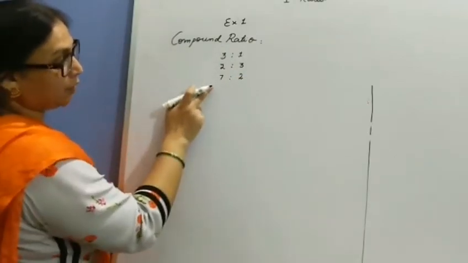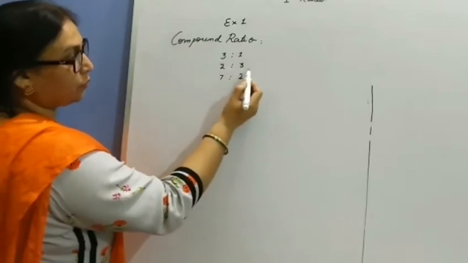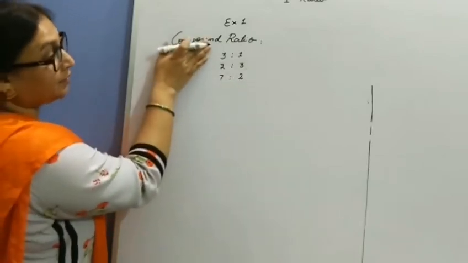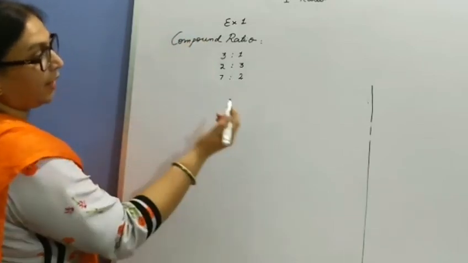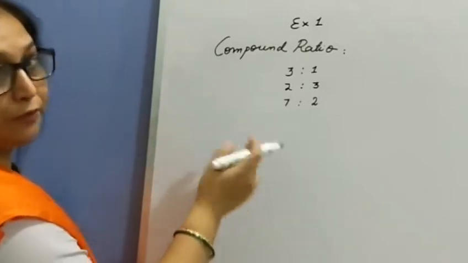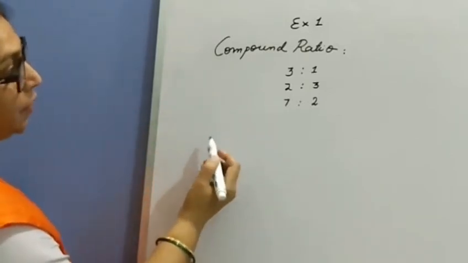Here you can see 3 ratios. 3 is to 1, 2 is to 3, 7 is to 2. First write them in such a way that all the antecedents lie one below the other and all the consequents lie one below the other. Now let's proceed to the step of finding the compound ratio.